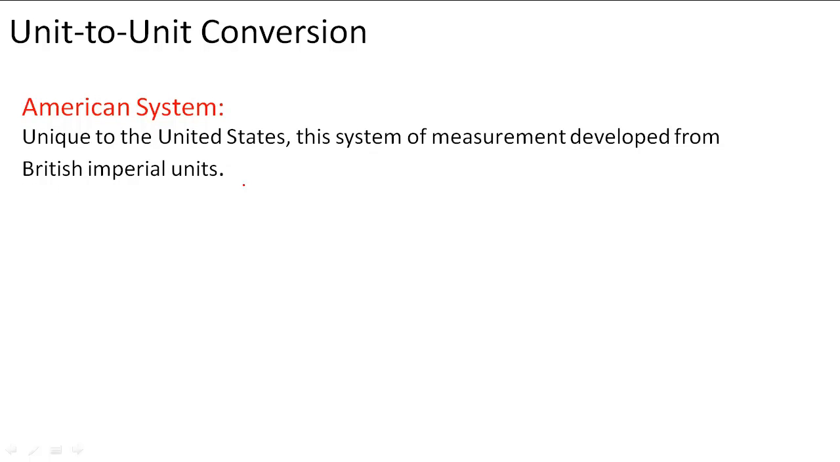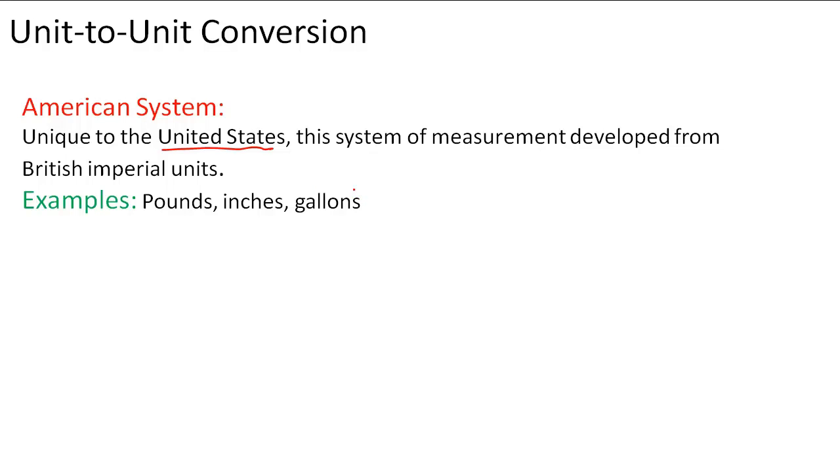The American system, which is unique to the United States. This system of measurement was developed from British imperial units. So for example, pounds, which is the name of money also in Britain. So pounds, inches, gallons, all of those are specifically unique to the United States. So we use them as measurements that are common here.